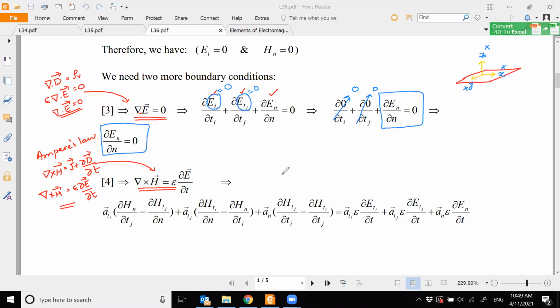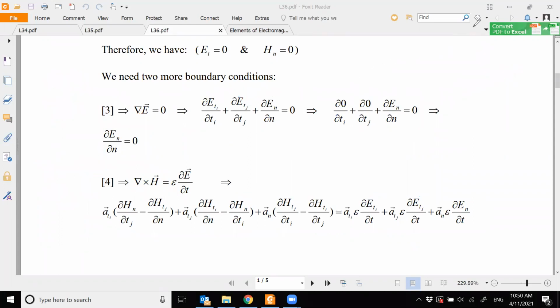Now here also I'm doing the same. I'm opening this del cross H and writing it here, and then opening this E bar and writing it here. So E bar has two tangential components and one normal component. My magnetic field also has two tangential components, HTI and HTJ, and one normal component. And I open it here.